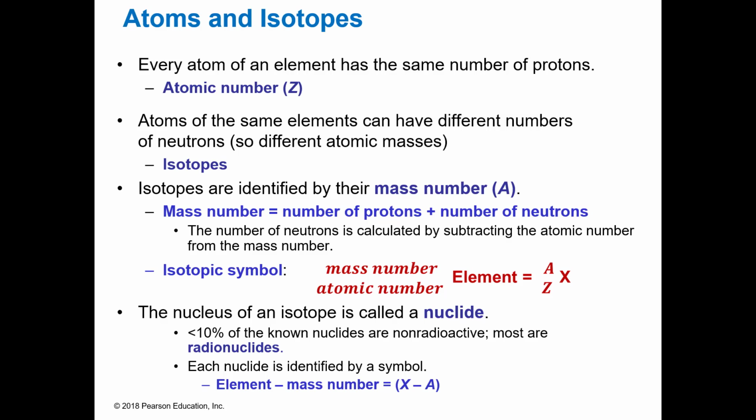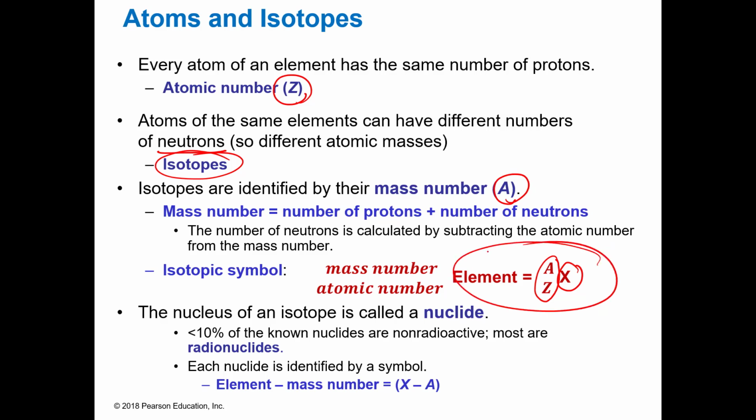Every atom of an element has the same number of protons, as you remember, and we call that Z. And if they have different numbers of neutrons, we call them isotopes. Isotopes are identified by their mass number A, so you have mass number over atomic number and then the element. So mass number is equal to the number of protons plus neutrons, and you see the symbol as this. So we call the nucleus of an isotope the nuclide because it's going to do something, okay?